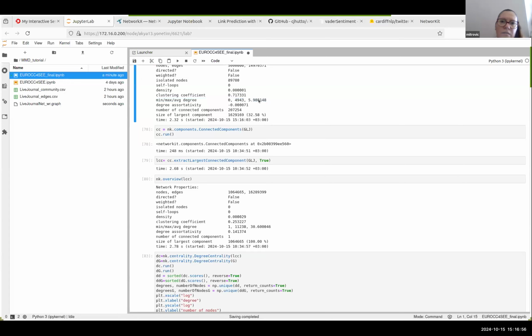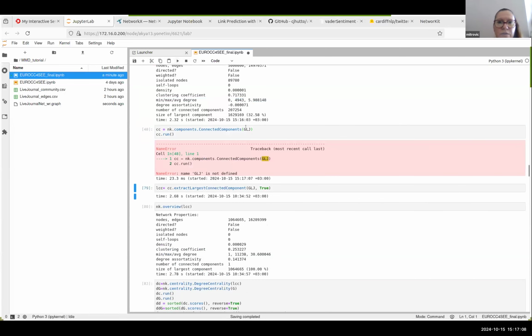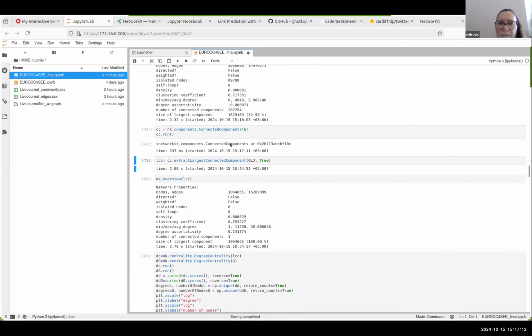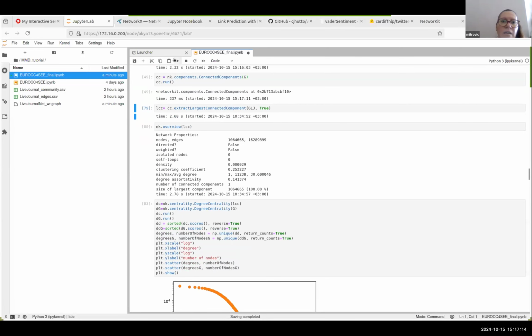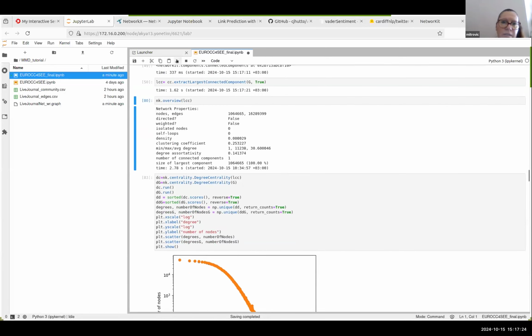And then we have the average degree, which is relatively low. What we want to do is find the largest network, or largest connected component. And we will use this largest connected component to analyze certain network properties after this.